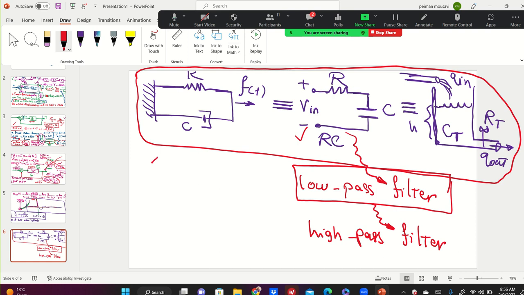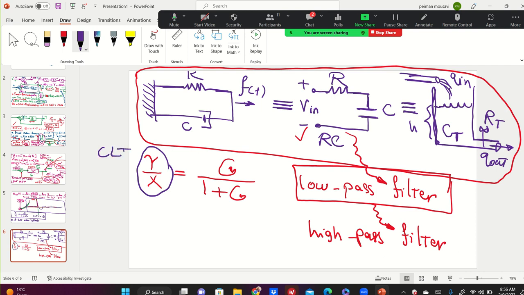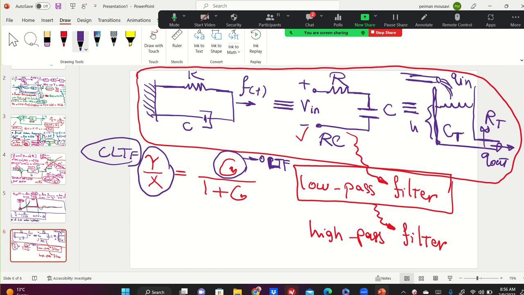Sure. Closed loop is the output over input. For the unity feedback without controller, it is G over 1 plus G, where this is the closed loop transfer function, and this G is the open loop transfer function. Here we go. You are putting the open loop transfer function here to find the closed loop transfer function. You see the difference?